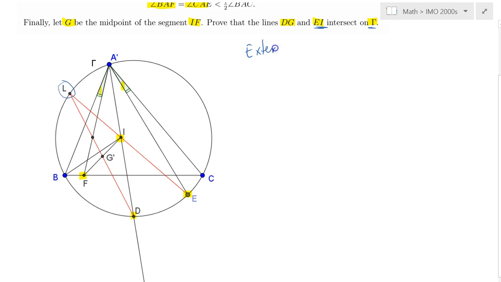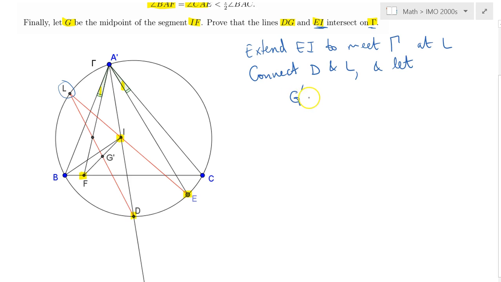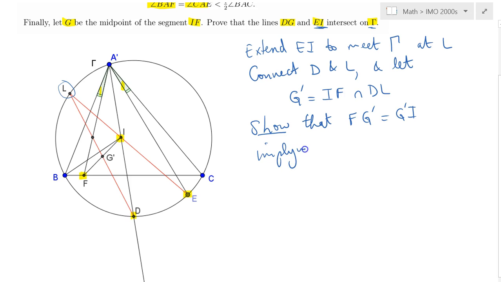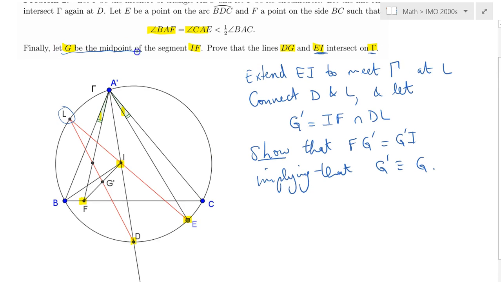So extend EI to meet gamma at L. Now connect D and L, and let G prime be the intersection of IF and that line segment DL. Now we would like to show that in fact FG prime is equal to G prime I, establishing that G prime is in fact the midpoint, implying as a result that G prime is nothing but identical to the point G given in this statement.